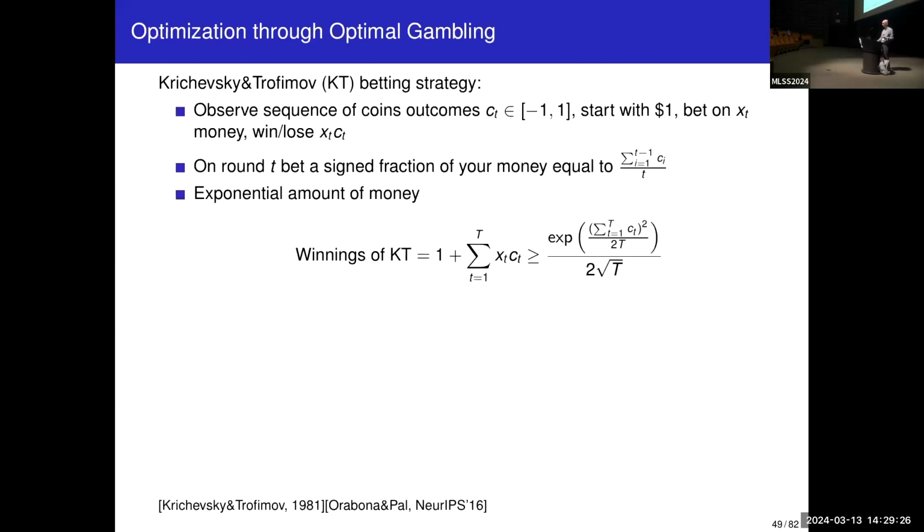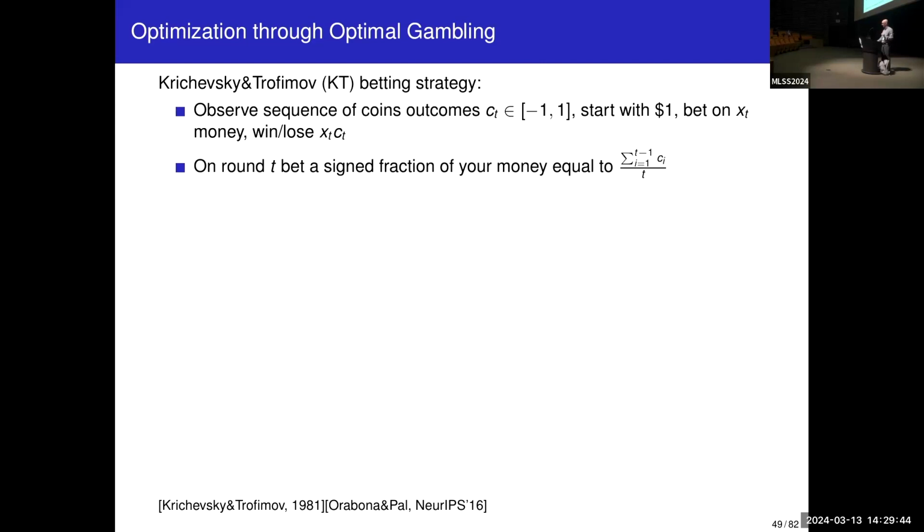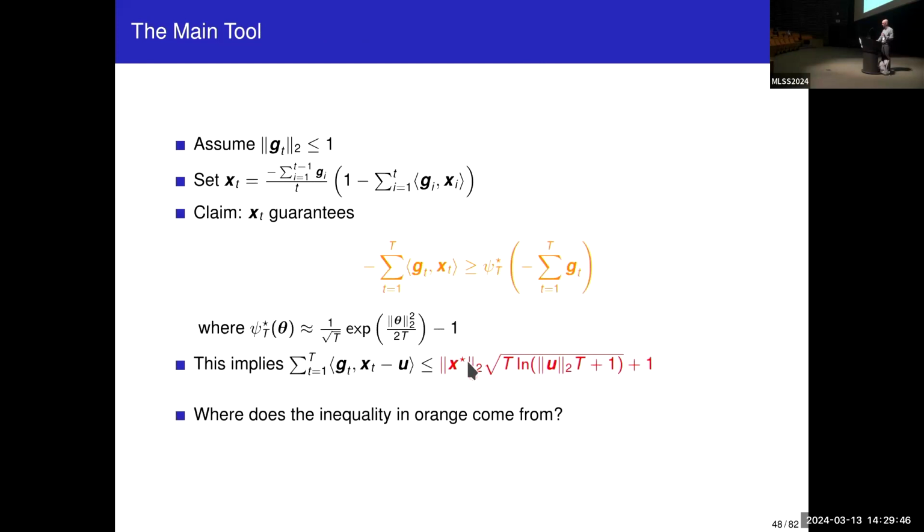Okay. Now, the caveat: this entire reasoning works only in 1D. So our contribution was to redo the entire proof that they did in the Hilbert space case, and it still works. You still get exactly the same thing, with norms here instead of absolute value. Okay, so this is the connection between optimization and betting and compression.